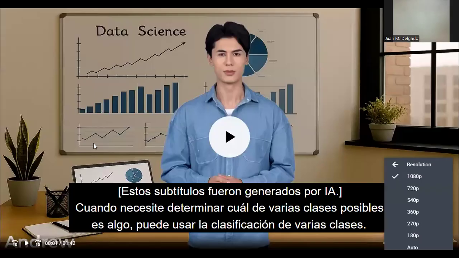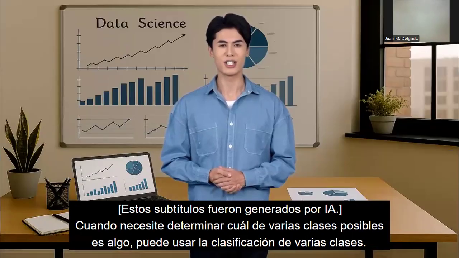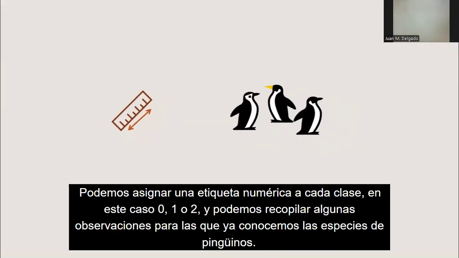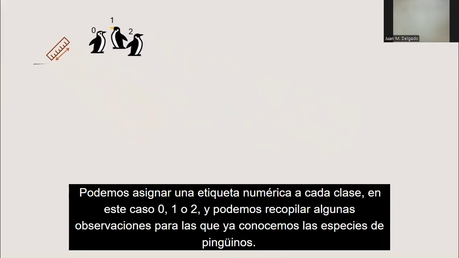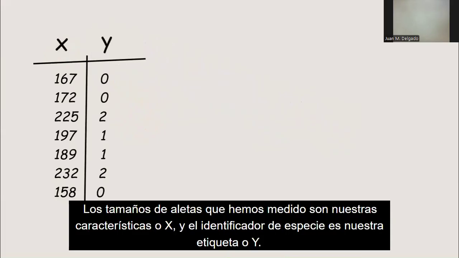When you need to determine which of multiple possible classes something is, you can use multi-class classification. For example, maybe an Antarctic researcher needs to take measurements of penguins and use them to determine the specific penguin species: Adelie, Gentoo, or Chinstrap. We can assign a numeric label to each class, in this case 0, 1, or 2, and we can collect some observations for which we already know the penguin species. The flipper sizes we've measured are our features or X values, and the species identifier is our label or Y.